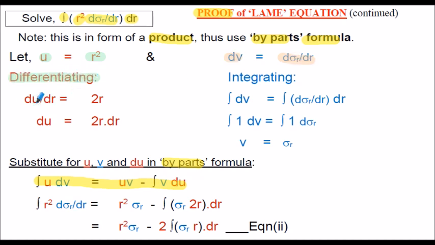Differentiating the u with respect to r becomes 2r, standard form here. R squared is a form of x to the n. Differentiating that becomes 2r. Rearranging, du is equal to 2r multiplied by dr.